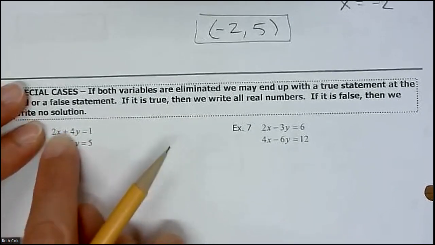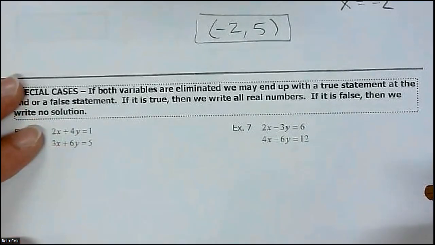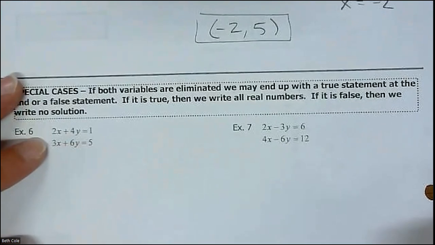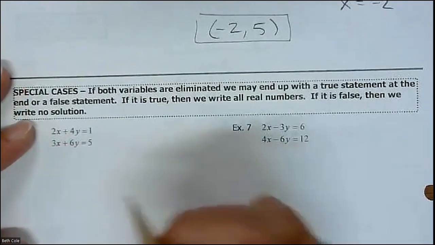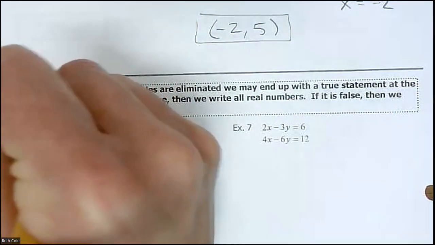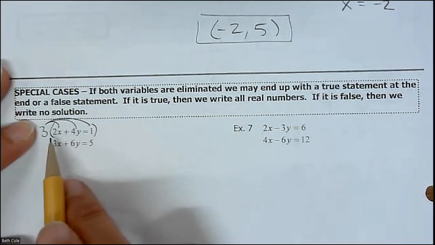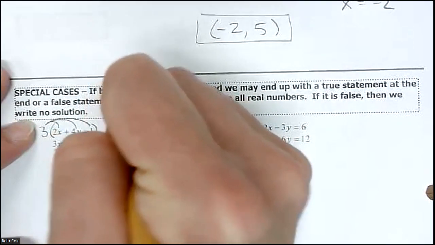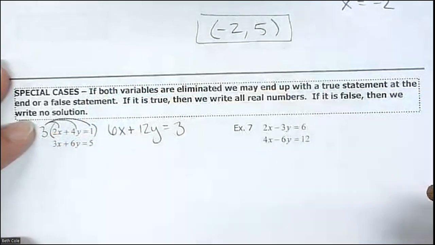What do you want to turn both of these into to make them eliminate? One's a 2 and one's a 3. You could turn them both into 6. So what are we going to multiply the first equation by? 3. Good. Where'd the 3 come from? Our brains. Okay. When you distribute the 3, that is going to give you 6x plus 12y equals 3.